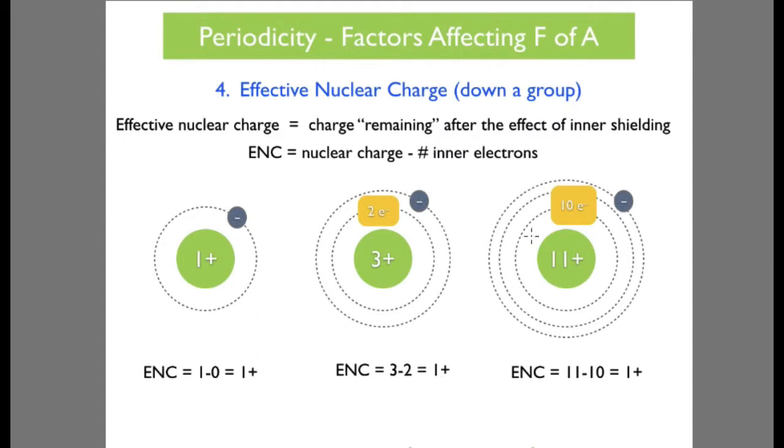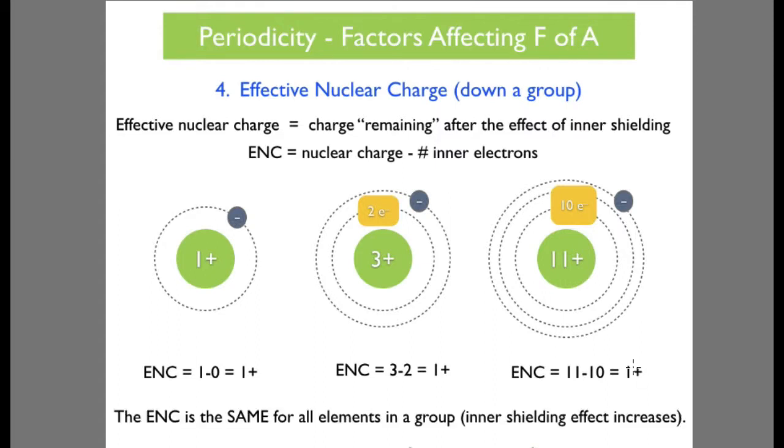Finally, over here, you've got a charge of 11, because you've got 11 protons, and you've got 10 electrons shielding this valence electron. So you're going to get an effective nuclear charge of 1. The effective nuclear charge is the same for all elements in a group. The inner shielding effect increases. The center one has more shielding going on, where the first has essentially no shielding, but less so than over here, where we have a lot of shielding going on.